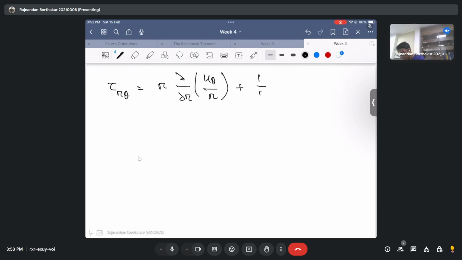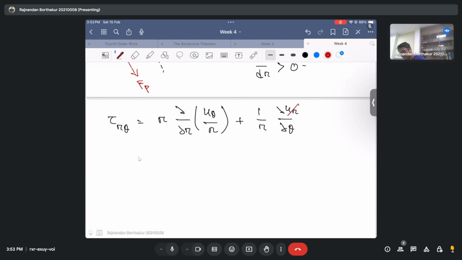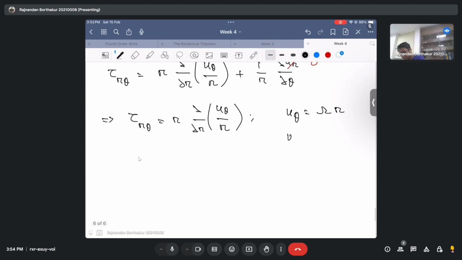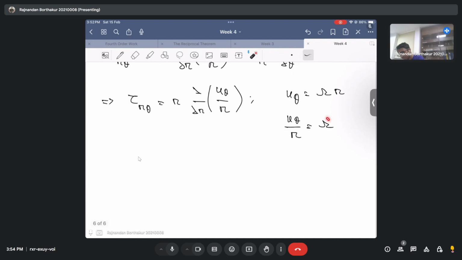Okay, so it is 1 upon r times del ur by del theta, and since I know that this term is just 0, my tau r theta is equal to r times del r of u theta by r. Now, in these two special cases that I consider, I know that u theta is just omega times r, right? Which means my u theta by r is just omega. So if I substitute this u theta by r in the expression of tau r theta, I will have tau r theta equal to r times del r of omega.